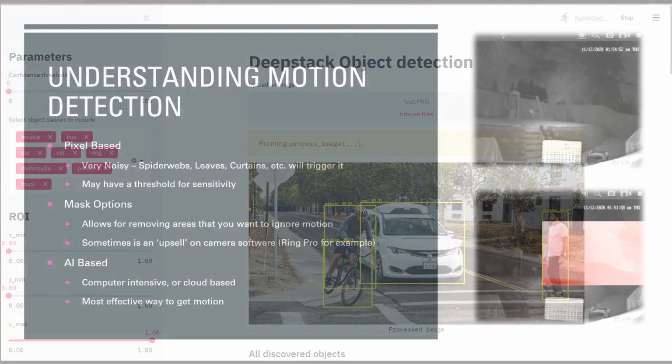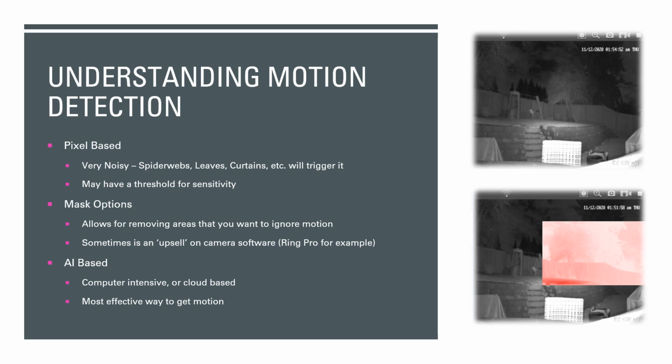Now, Arlo supports this. If you pay them, they'll do things like they'll tell you if it's a person, car, or dog. But again, that goes out to the cloud. It comes back. There's a lot of latency with that. What I'm going to talk about is local ones that you can run in your home network.